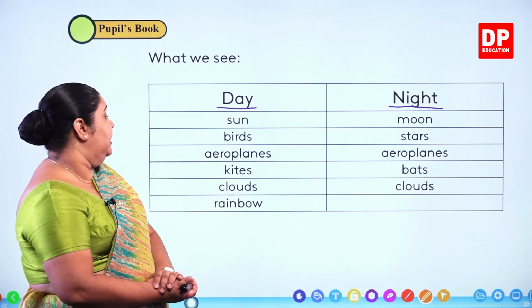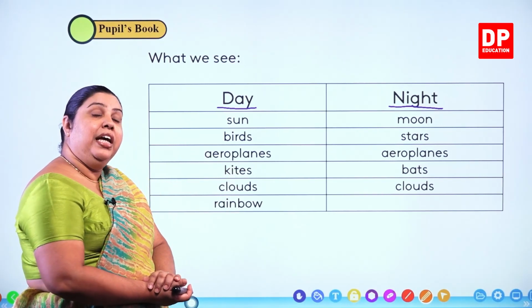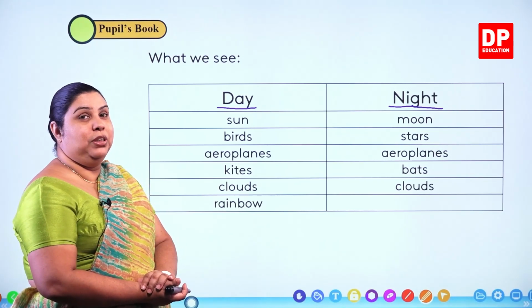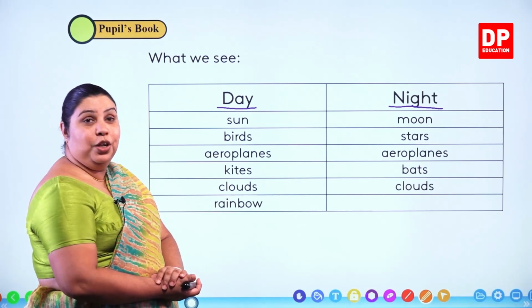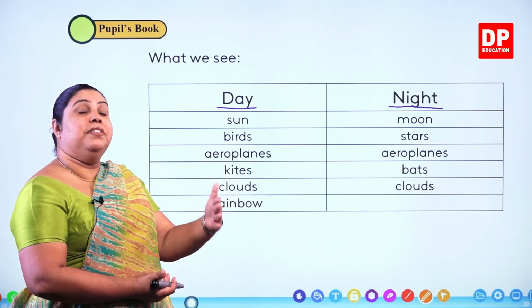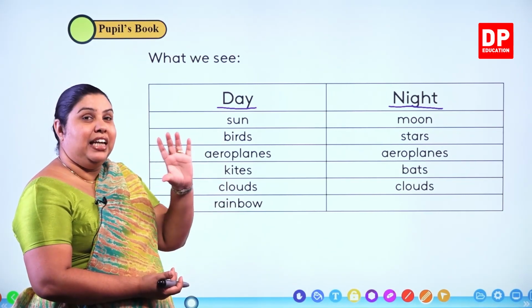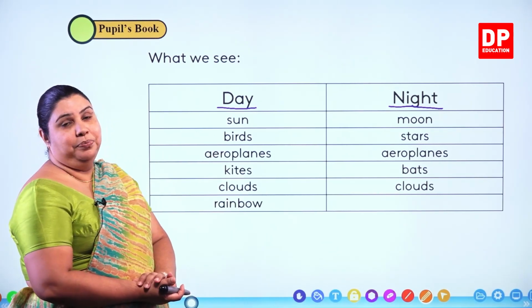Then we can see aeroplanes. Aeroplanes, teacher said aircrafts. Aeroplanes, that means plane. We can see aeroplanes in the day sky. Aeroplanes fly even in the night, but we can see them properly, we can see them nicely during the day when they fly in the sky.